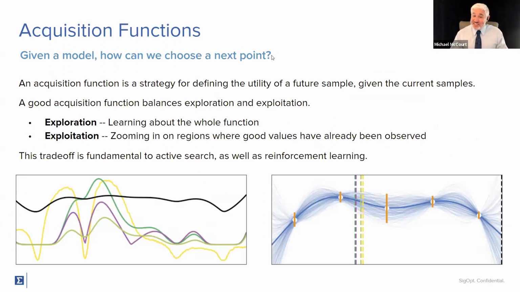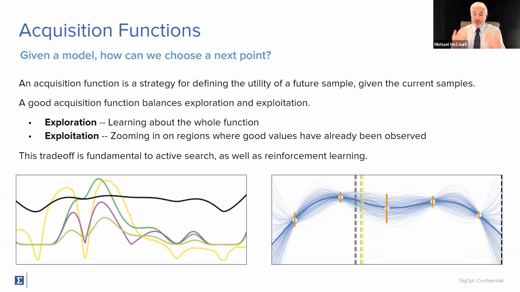So how do we get this next point? The answer is this phrase: acquisition functions. An acquisition function is a strategy for defining the utility of a future sample given the current sample. In general, acquisition functions balance exploitation with exploration. Exploration is the idea of I want to learn about what's going on with the function. I need to know everything about it. Exploitation is the idea that I only really need to know a very specific piece of information to accomplish what I'm trying to accomplish right now.